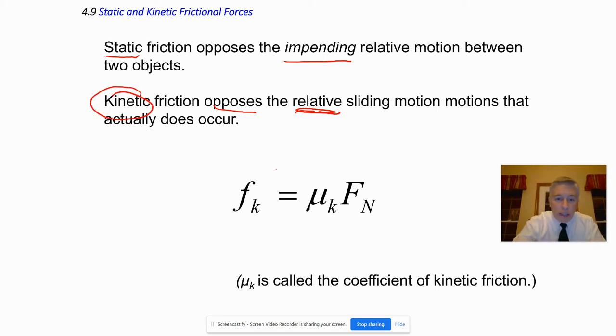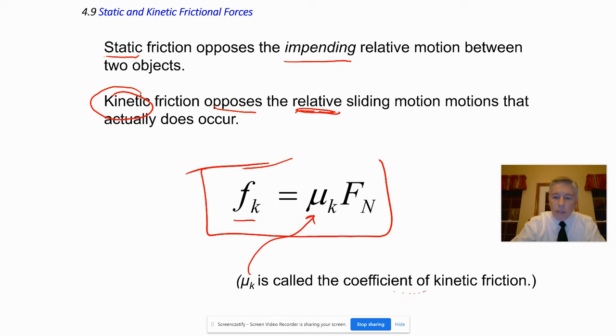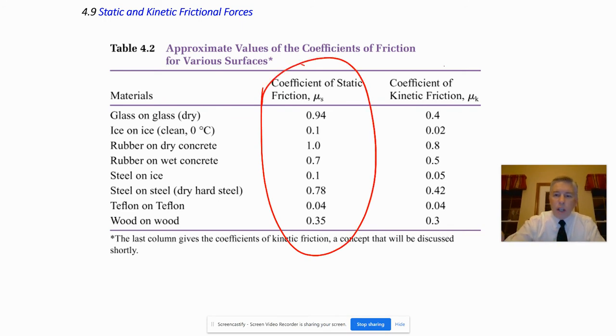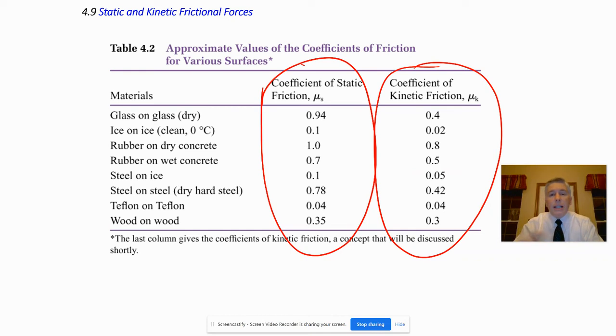But the equation looks exactly the same. So kinetic friction is the coefficient of kinetic friction times the normal force. So this is the coefficient of kinetic friction. The biggest idea is the values for the coefficient of static friction and the values of the coefficient of kinetic friction are not the same. Typically, what always happens is you're going to find that static friction is larger than kinetic friction. So this is larger than that as you go down.